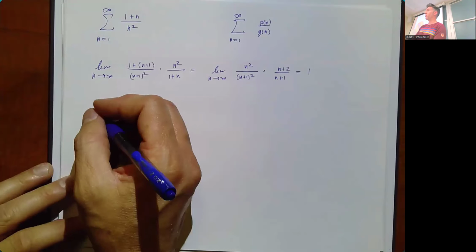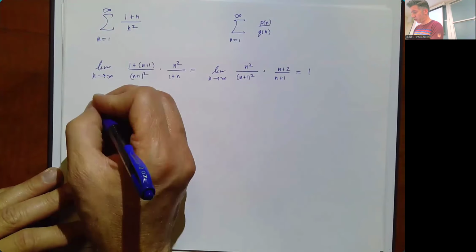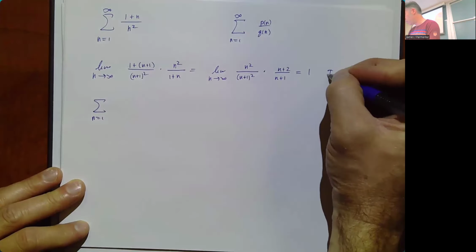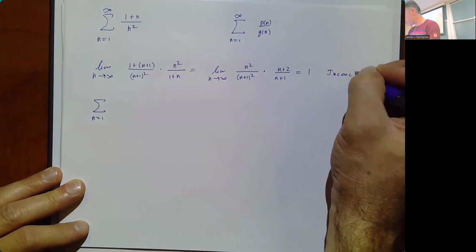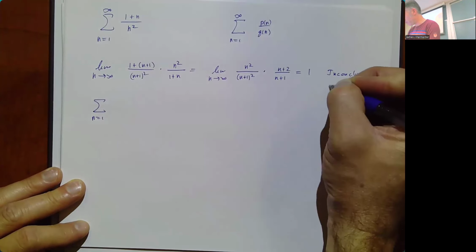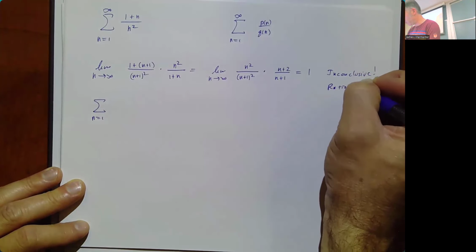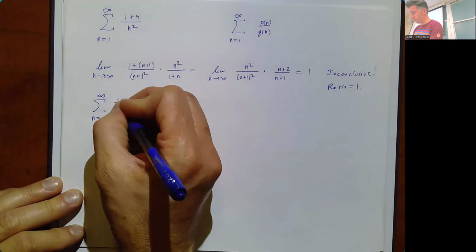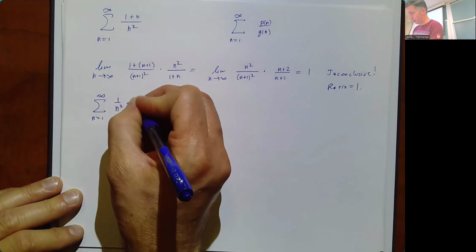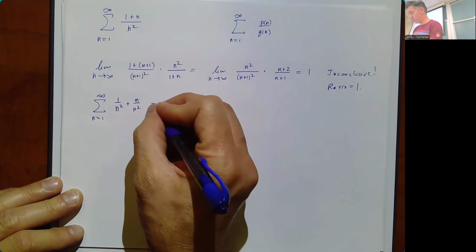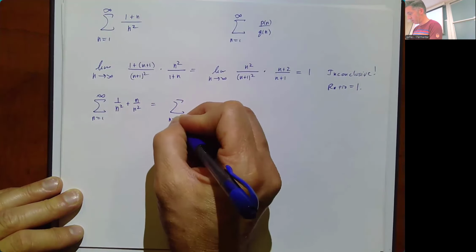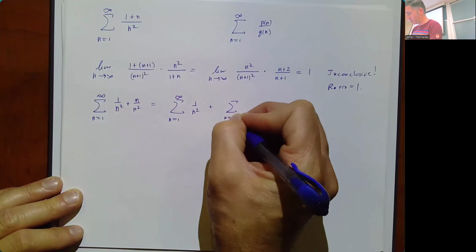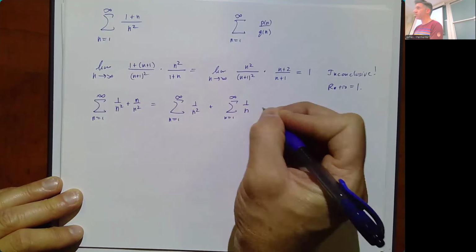Instead here, what we could do is we could break it up. We could rewrite it as the sum from n equals... I should write here, sorry, inconclusive. The ratio is equal to 1. Here, I can break it up as 1 over n squared plus n over n squared, which I can then write as 2 summations. The sum from n equals 1 to infinity of 1 over n squared plus the sum from n equals 1 to infinity of 1 over n to the first.